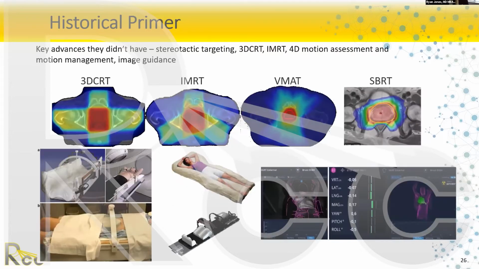There are many key advances they just didn't have, whether it be stereotactic targeting. If you look at some of the evolution of gamma knife in this frame-based system for intracranial treatments, coordinates to better define where target lesions were in the body.